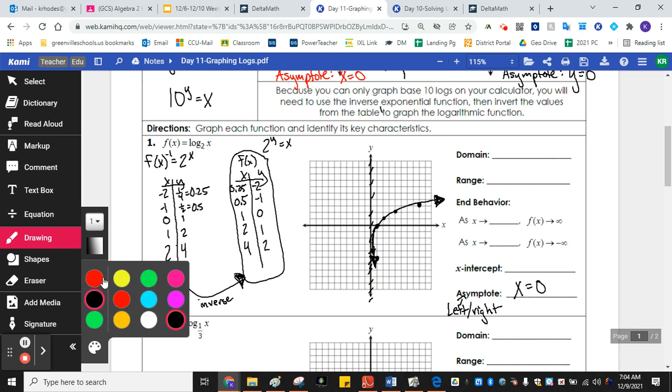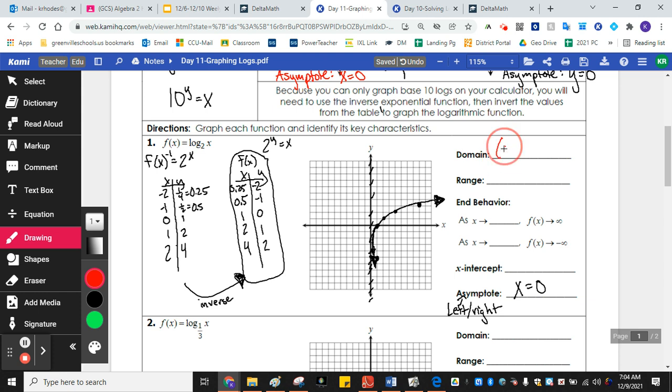Okay, so when you do domain, it's left to right. So starting from the left, the first thing you get to is your asymptote at 0. You'd never cross that, but it'll start right after that. So like 0.25, 0.125, stuff like that. And then it goes on forever to the right. The range is going down forever and up forever. Very, very slowly, but this is going up forever.